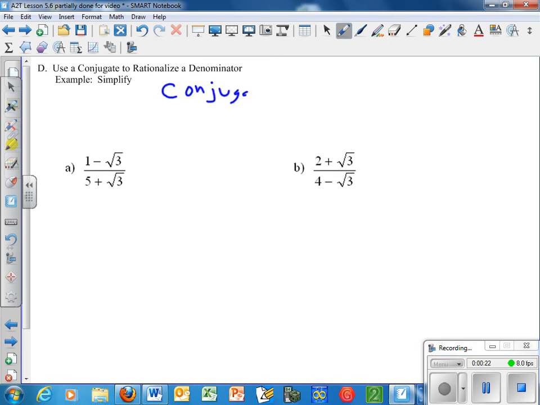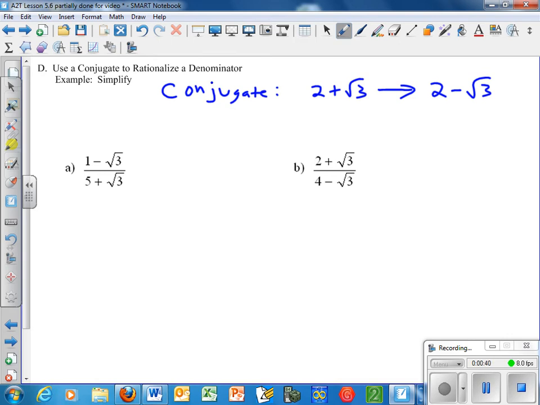A conjugate is something like this. If I said, what's the conjugate of 2 plus square root 3? The conjugate of that is 2 minus square root 3. You still have 2 for the first term, square root 3 for the last term. The only thing that's different is the sign in the middle.